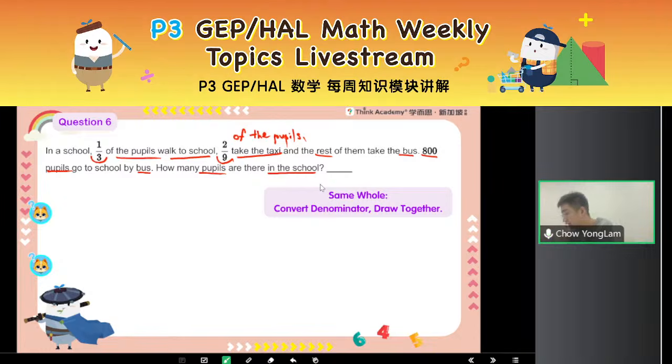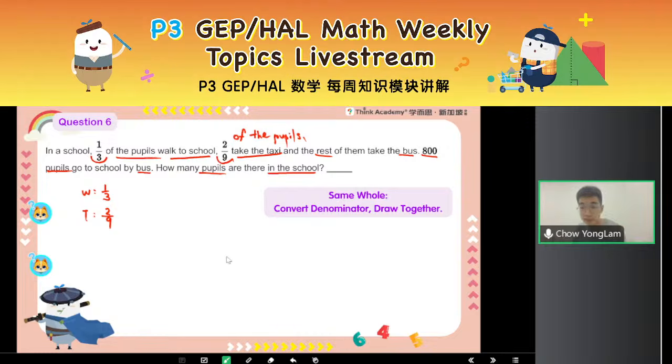All right? Now, in that case, we have two fractions. Walking to school is 1/3. Take the taxi, 2/9. Can I draw 3 units and then 9 units together? Cannot, right? When I draw a bar model, every unit should be the same. Meaning I need to change them into the same denominator.